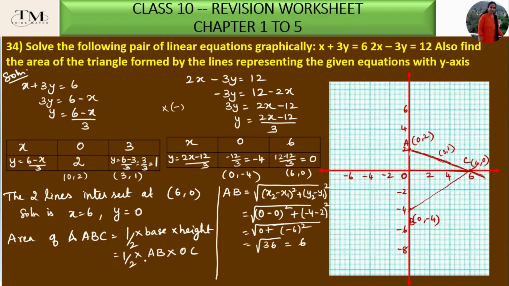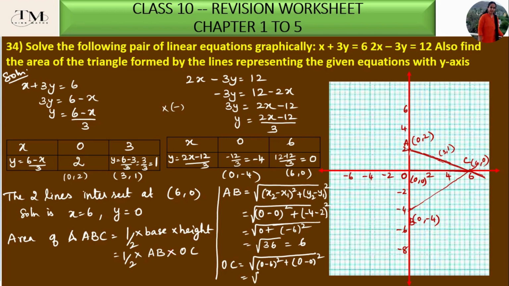In the same way, we have to find OC. OC is equal to the square root of... here, what is the origin? The origin coordinates are 0, comma 0. Now we have to find the distance between O and C, applying the formula. What are the x coordinates? Here it is 0 and here it is 6. So 0 minus 6 whole square. What about the y coordinates? Both values are 0. So 0 minus 0 whole square.